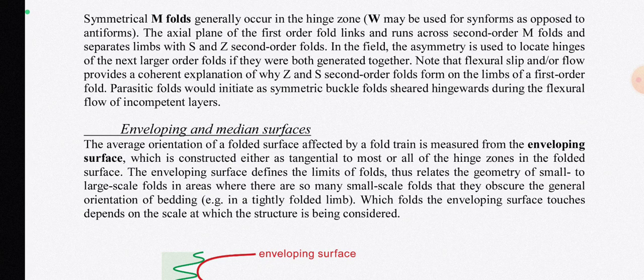In the field, the asymmetry is used to locate hinges of the next larger order folds if they were both generated together. Note that flexural slip and/or flow provides a coherent explanation of why Z and S second order folds form on the limbs of a first order fold. Parasitic folds would initiate as symmetric buckle folds sheared hingewards during the flexural flow of incompetent layers.